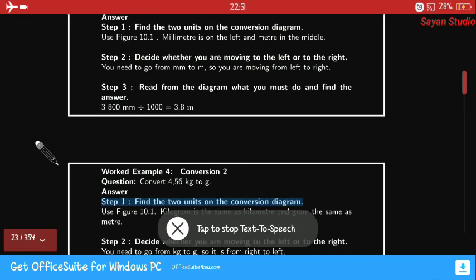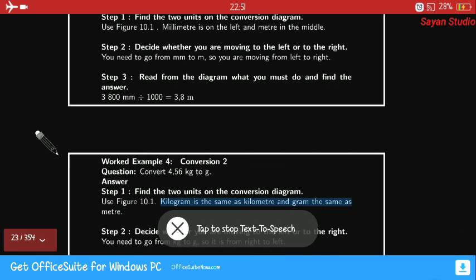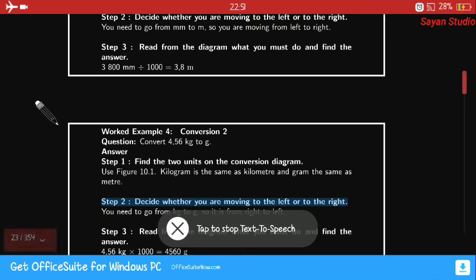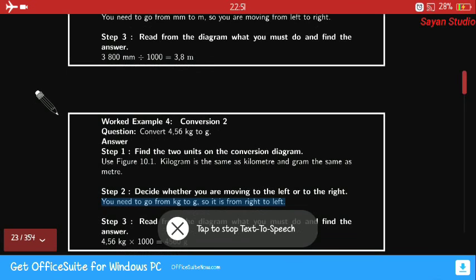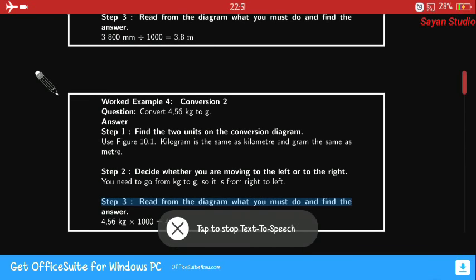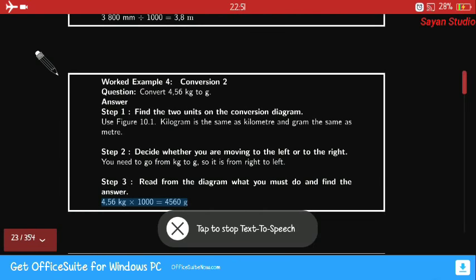Step 1, find the two units on the conversion diagram. Use figure 10.1. Kilogram is the same as kilometer and gram the same as meter. Step 2, decide whether you are moving to the left or to the right. You need to go from kilogram to gram, so it is from right to left. Step 3, read from the diagram what you must do and find the answer. 4.56 kilograms times 1000 equals 4560 grams.